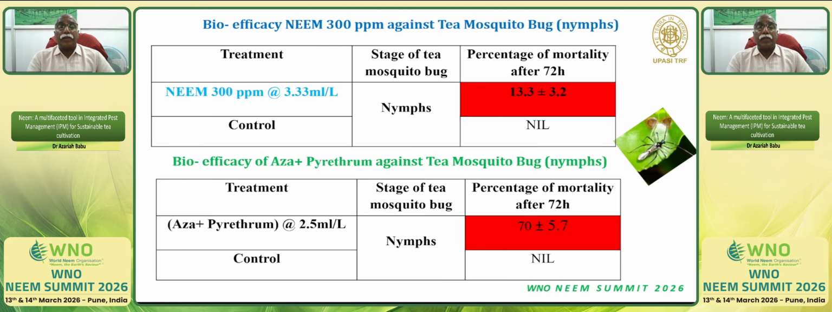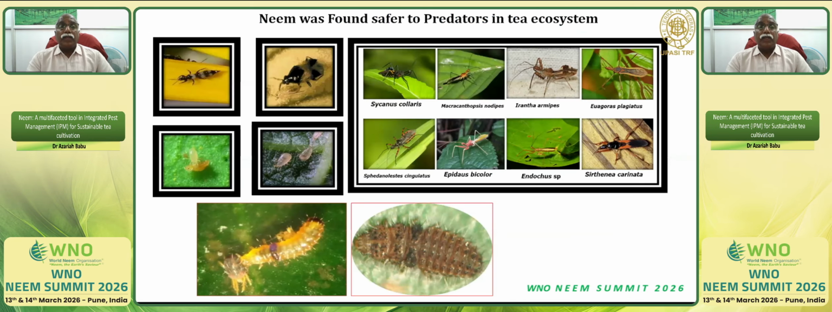For the efficacy comparison at 300 ppm against the tea mosquito bug, as I told you, among the different tea pests, the tea mosquito bug is a very difficult insect to control, being a sucking pest. We never found that even the available formulations are able to control it. However, working on an azadirachtin pyrethrum combination, we got around 70% control, which we can commercially formulate.